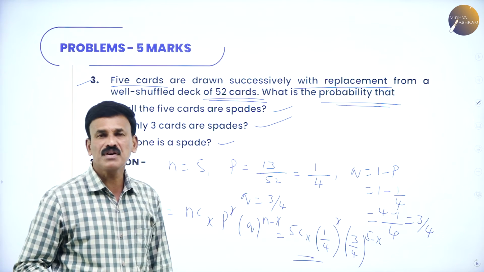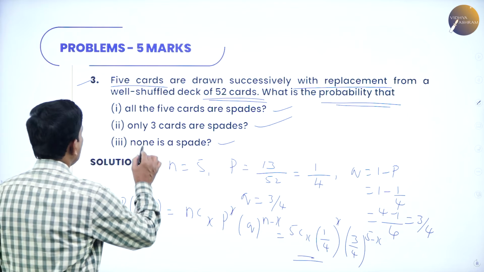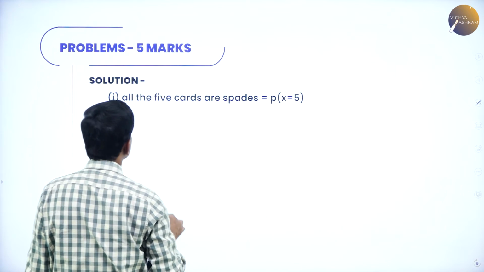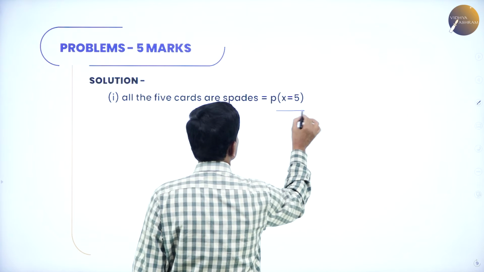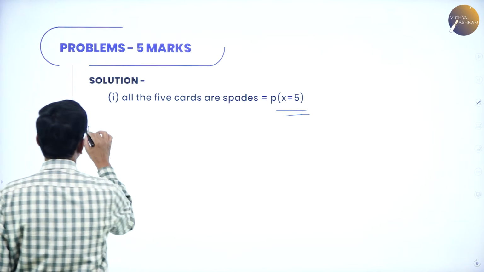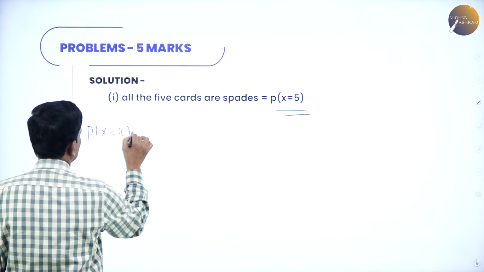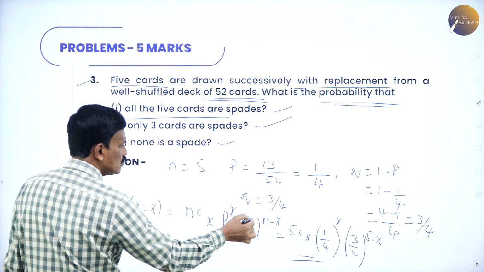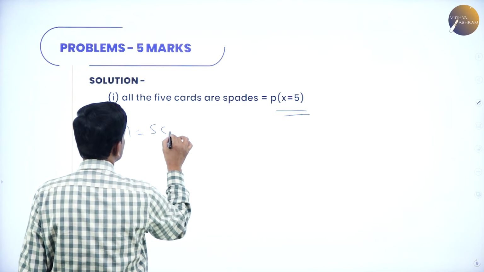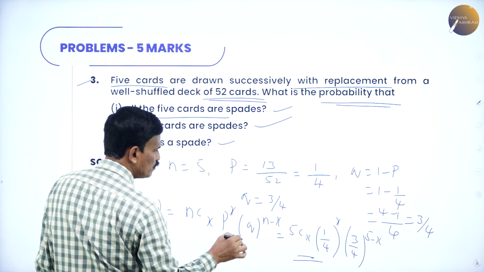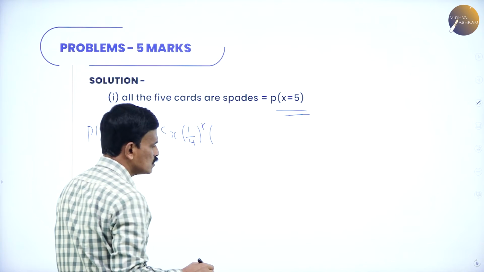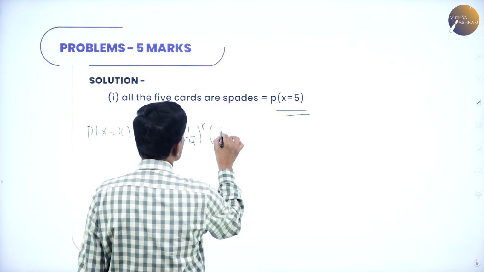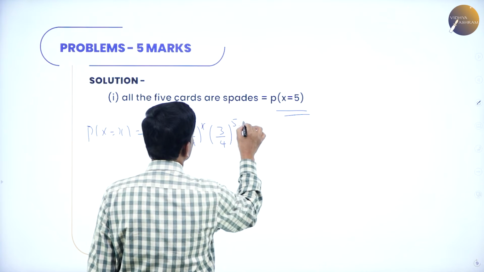Now let us come to the first case. What is the first case? All the 5 cards are spades. So first, all the 5 cards are spade means probability of X equal to 5. We know P of X equal to x, what we got from the previous derivation, that is nCx into 1 by 4 to the power of x into 3 by 4 to the power of 5 minus x.